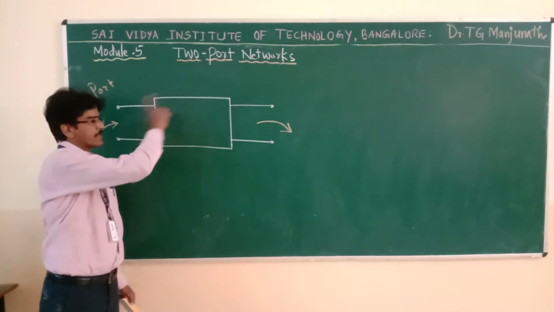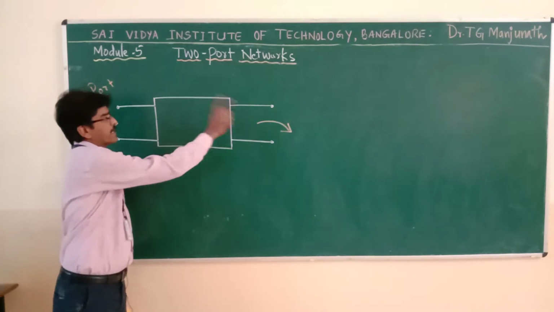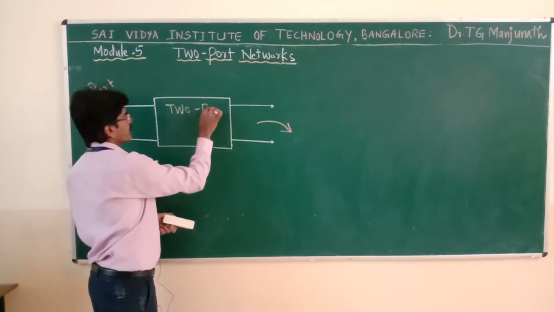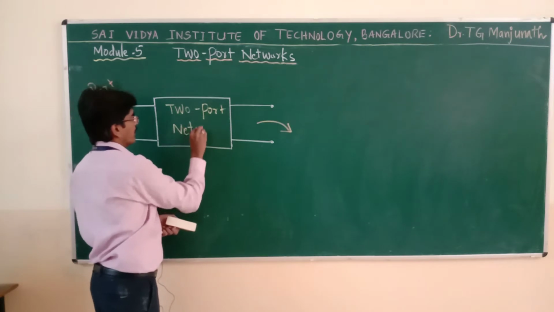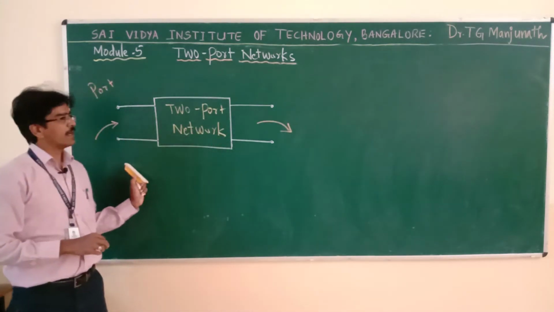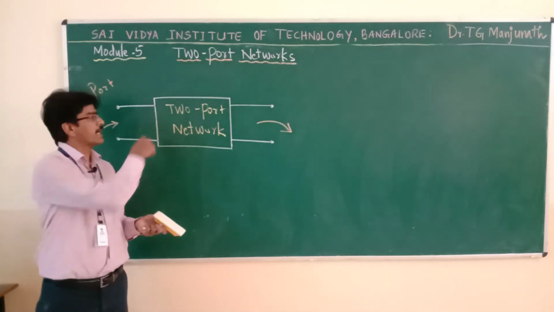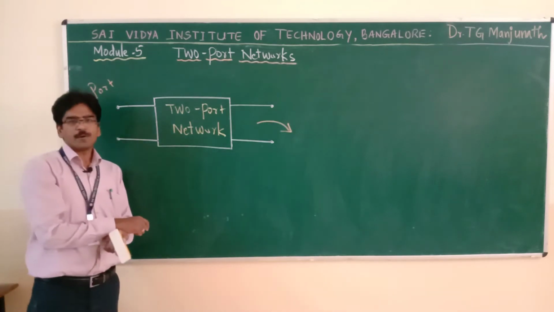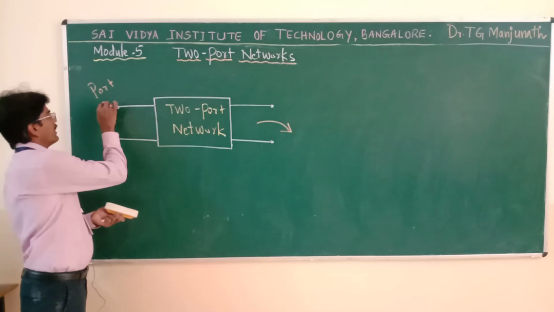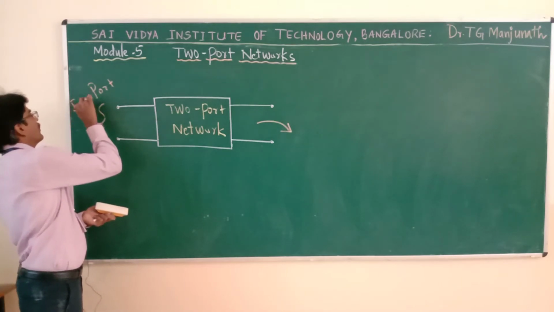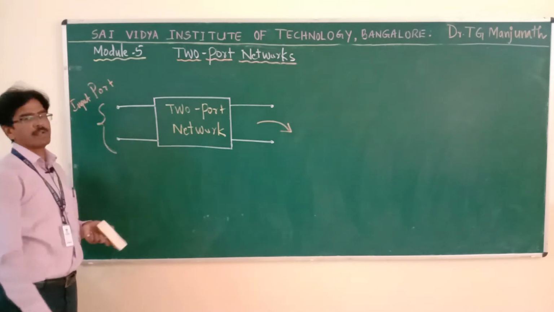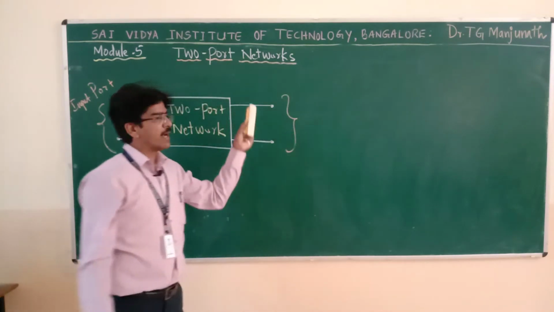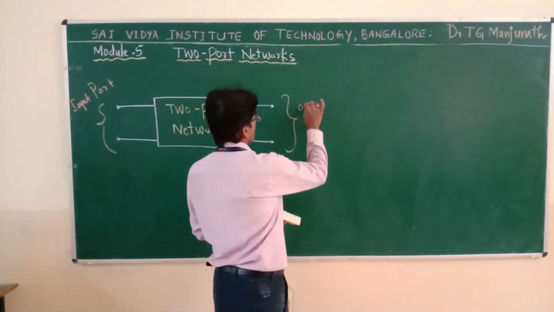If the network or a system is having two pairs of terminals, then it is called a two-port network. Since I have taken two pairs of terminals here, I can write this as a two-port network. Here, at the input, we have a pair of terminals, we call this the input port. Again, if you are taking the output signal at this pair of terminals, we call this the output port.